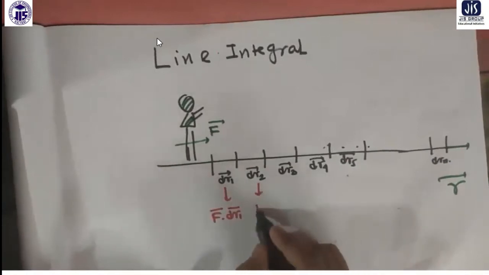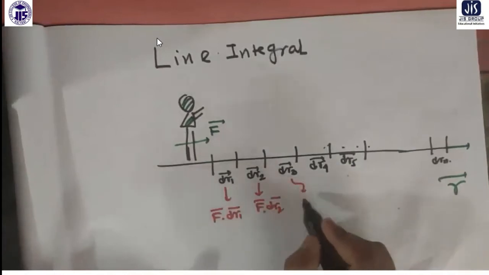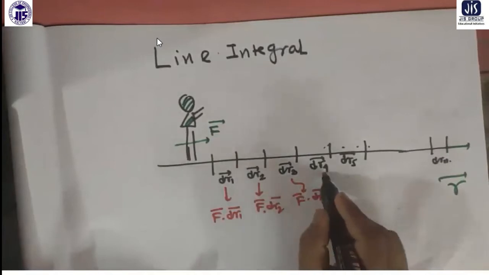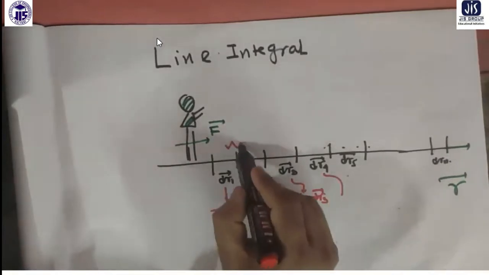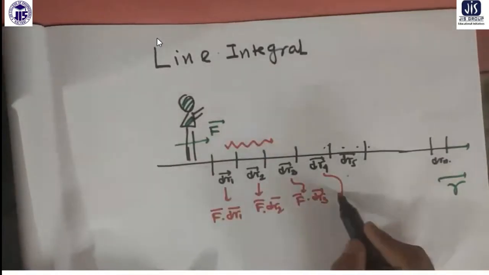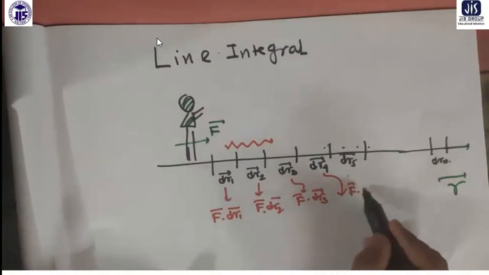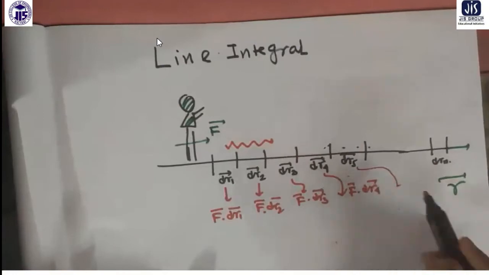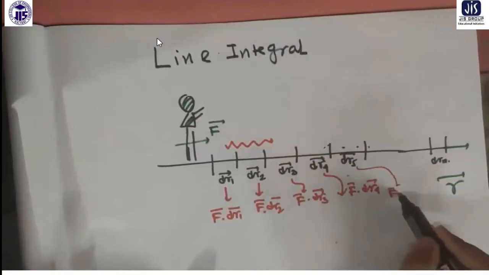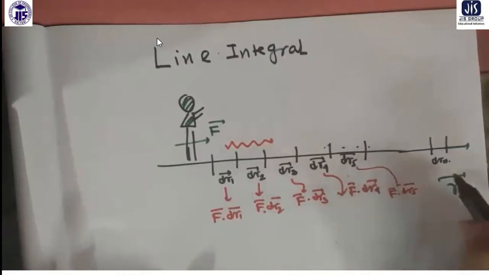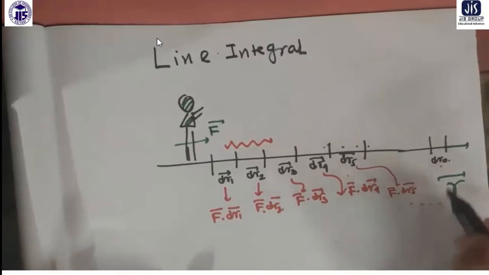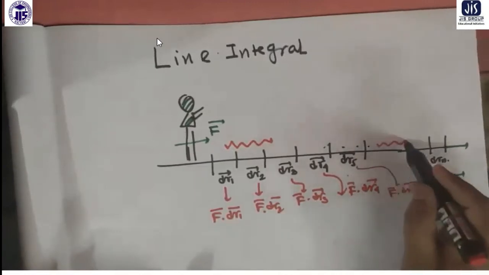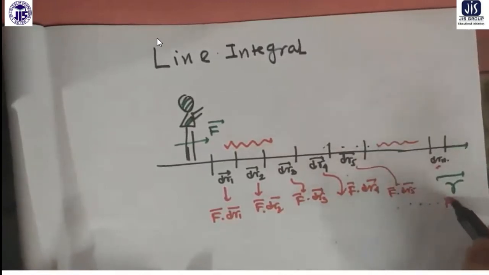The amount of work done in moving through this much length is F dot dr2. The amount of work done in moving through this much length is F dot dr3. As he keeps walking, he keeps doing work. So here F dot dr4, and here the amount of work done is F dot dr5, and similarly, if you keep on doing it, F dot dr and so on.